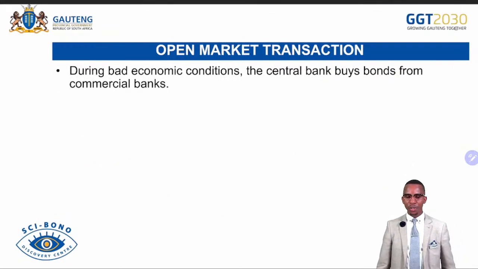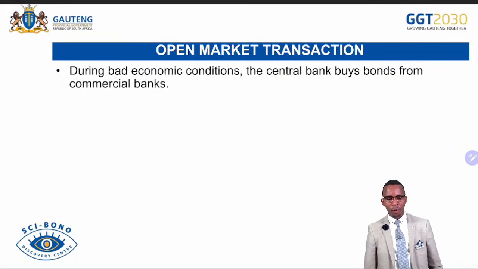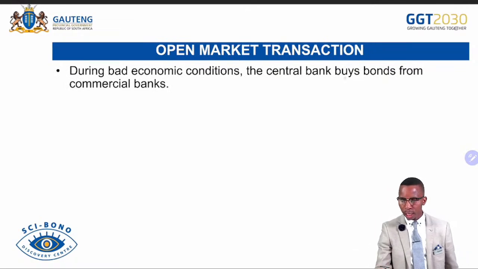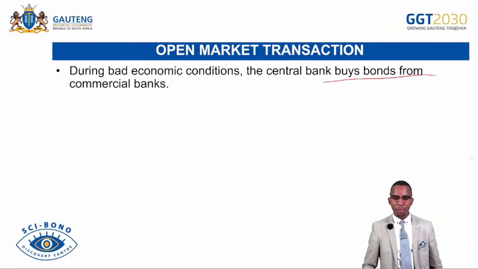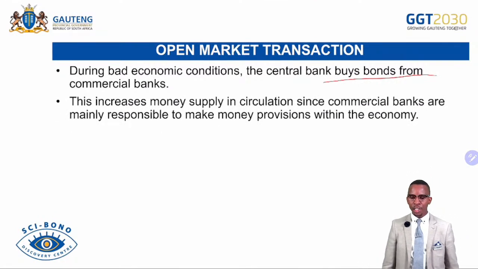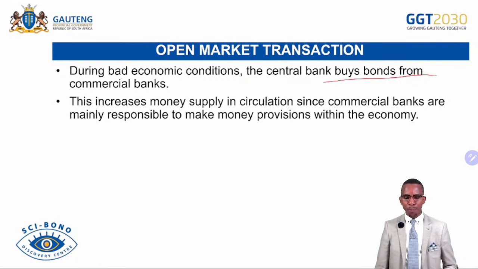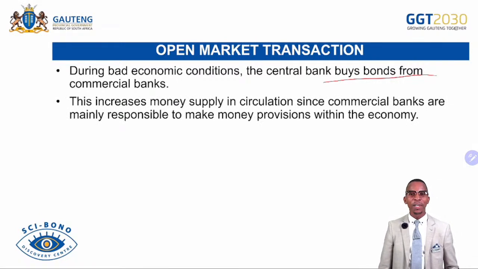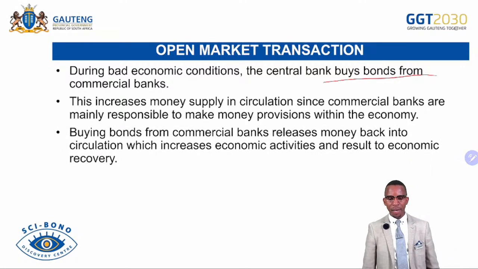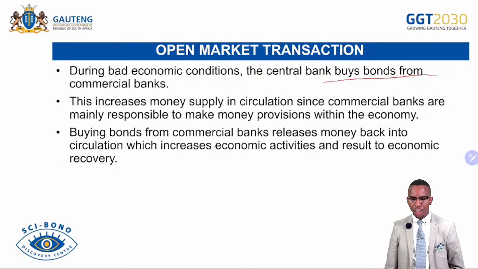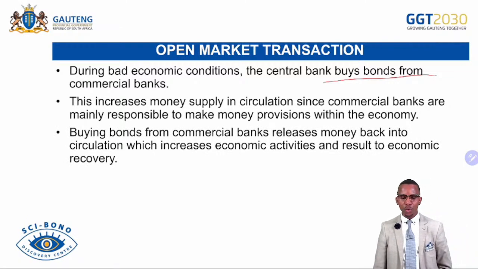So during bad economic conditions, the central bank buys bonds from commercial banks. So it does buy bonds from commercial banks in order to do what? In order to increase money supply. So the effect of that has been explained. This increased money supply in circulation, since commercial banks are mainly responsible to make money provisions within the economy. Remember, the Reserve Bank will make money available for commercial banks, and commercial banks will make money available for their clients and for the economy itself. Buying bonds from commercial banks releases money back into circulation, which increases economic activity and results in economic recovery.